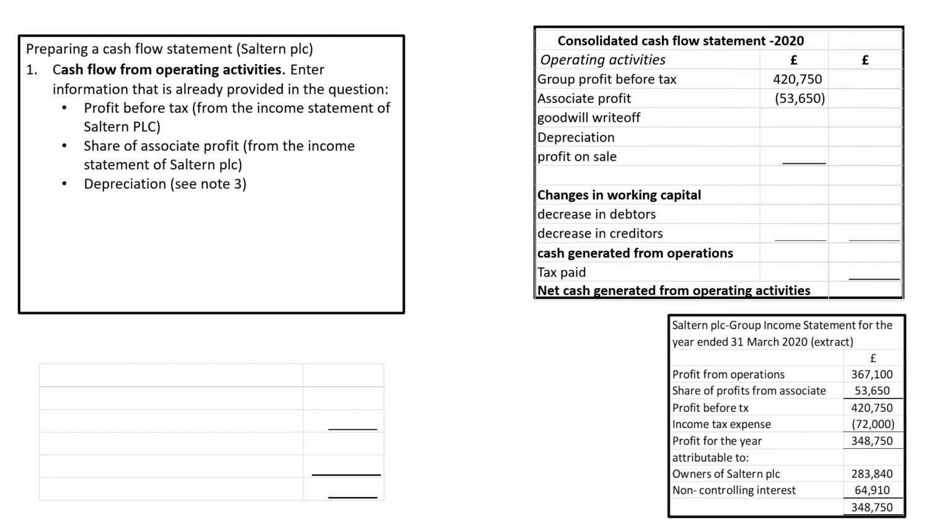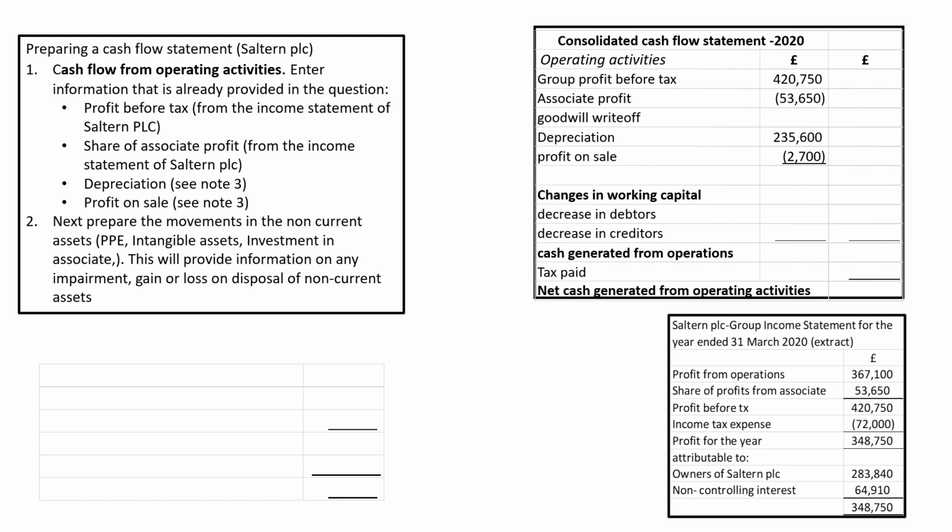Depreciation, which is in note 3 of the question, that's 235,600. Profit on sale, again in note 3 of the question, given as 2,700. Our next job is to prepare the movements in the non-current assets. Particularly, we'll take one, which is intangible assets, simply because there could be a goodwill write-off.